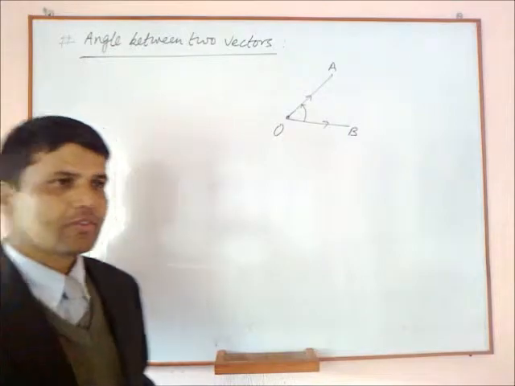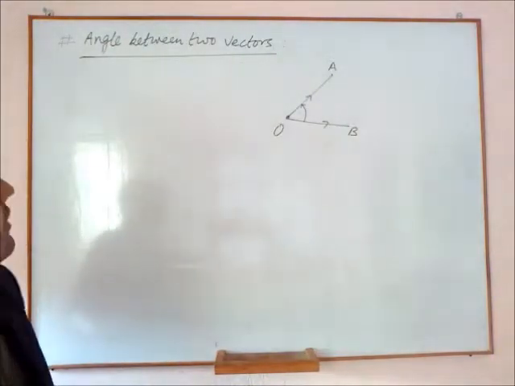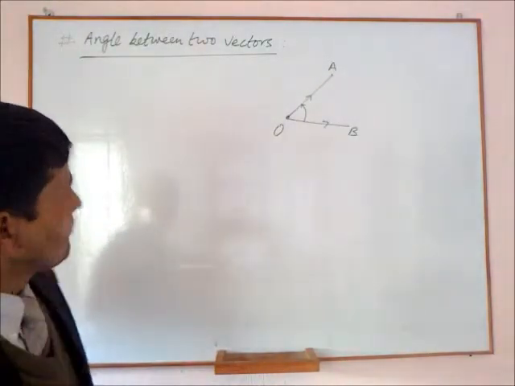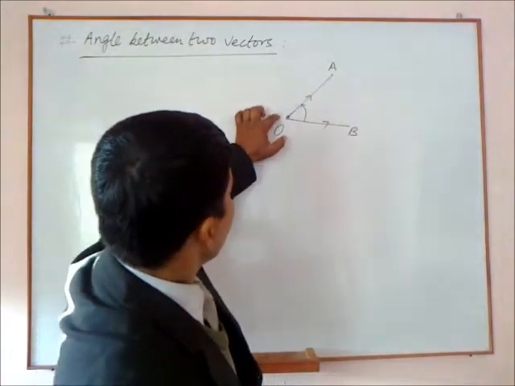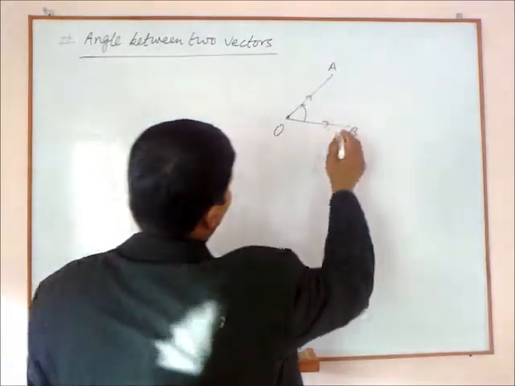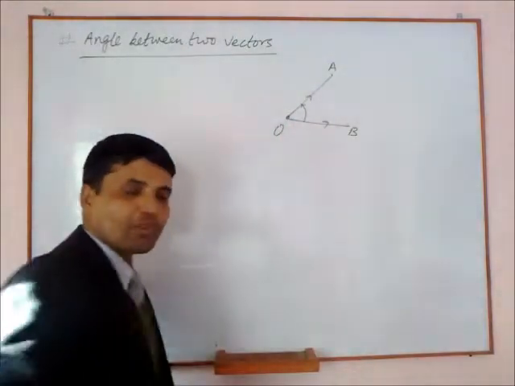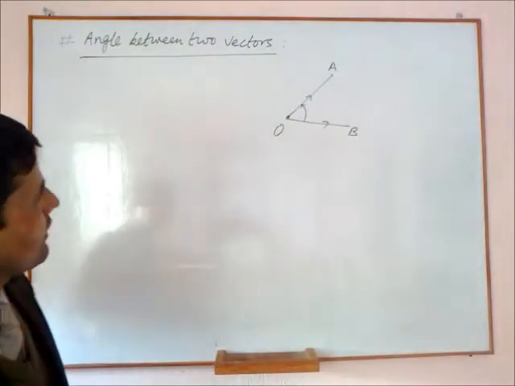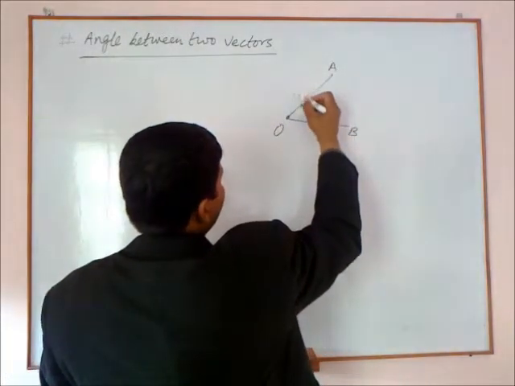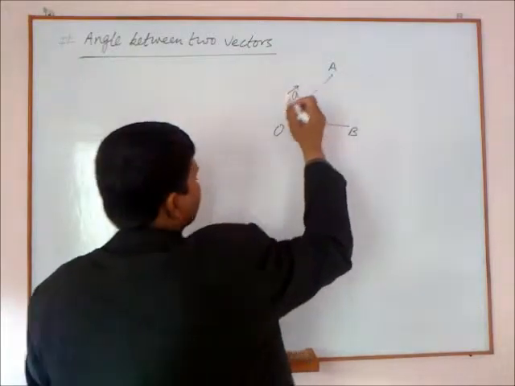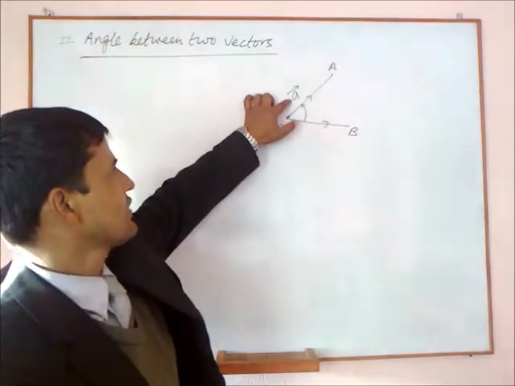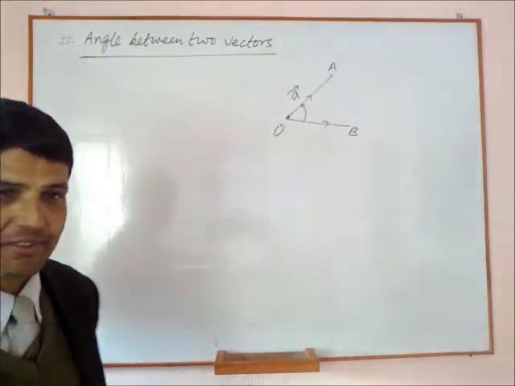This tutorial clip is about angle between two vectors. Suppose OA is a vector and OB is another vector. We can name these vectors in another way as well. Suppose OA vector is represented by vector A. We use small letter and small arrow above it.